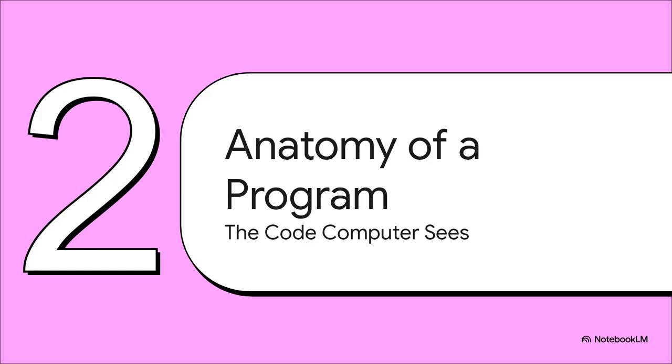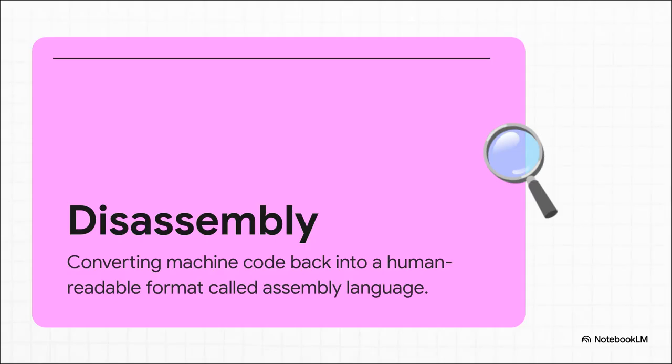So our code is compiled, but what does that really mean? What does the computer actually see? To find out, we have to dissect the program itself. We can look under the hood using a process called disassembly. What this does is it takes those raw machine instructions and translates them back into a slightly more readable format called assembly language. You can think of it like translating the computer's native language back into something we can at least start to make sense of.